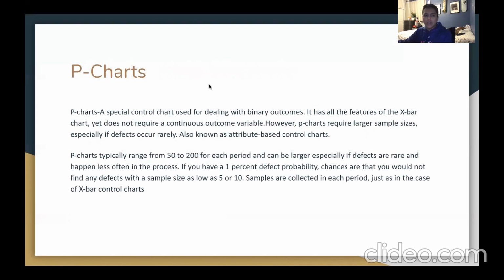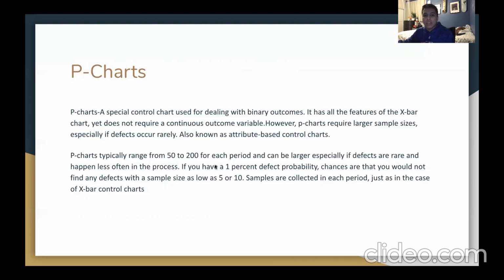So we are introduced to P-charts, which are special charts used when dealing with binary outcomes. It has all the same features as an X-bar chart, yet it does not require a continuous variable. However, P-charts do require large samples, especially if the defective rate is very low and rarely happens. This P-chart is also known as an attribute-based control chart. These P-charts usually range from 50 to 200 sample sizes for each period and can be larger, especially if it's a defect that happens less often.